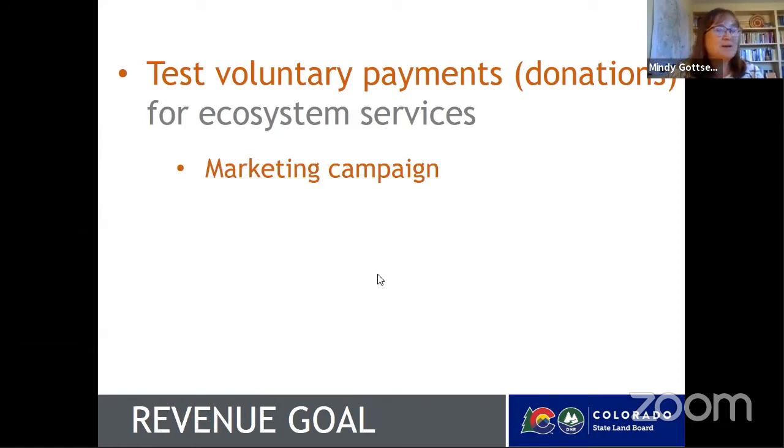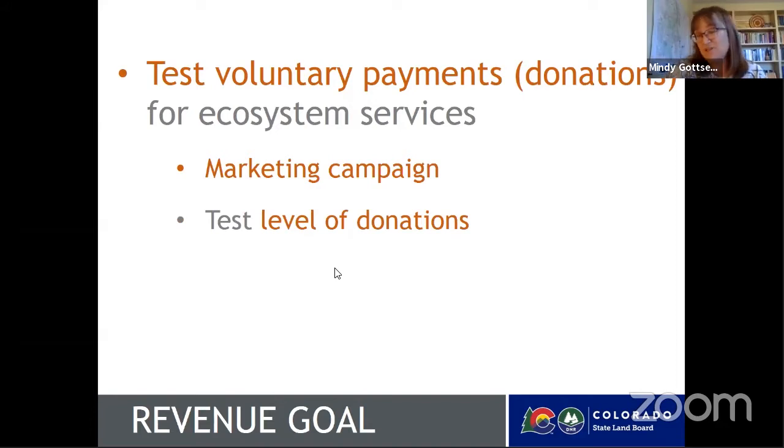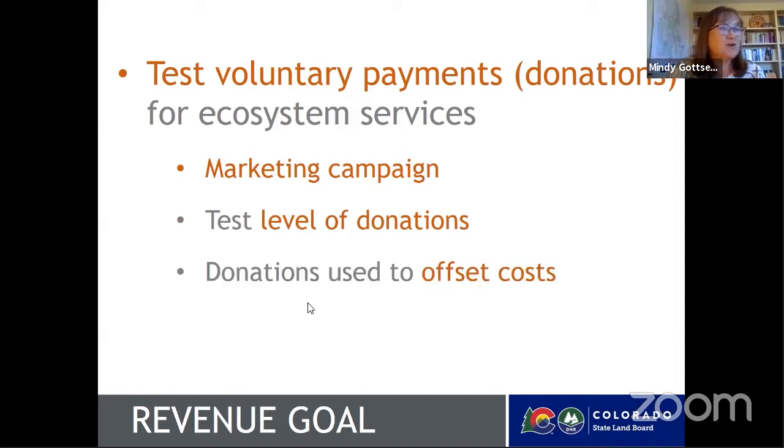And so we'll be developing a marketing campaign. We'll be testing the level of donations if we receive any at all, and use those donations to offset costs.